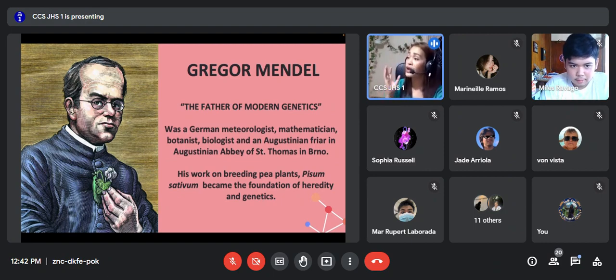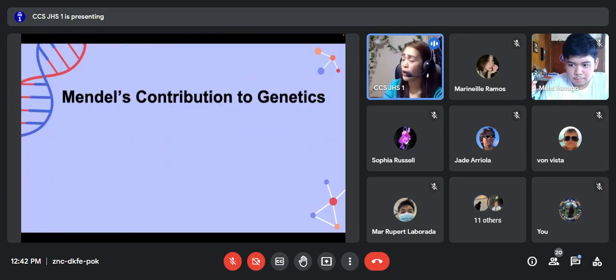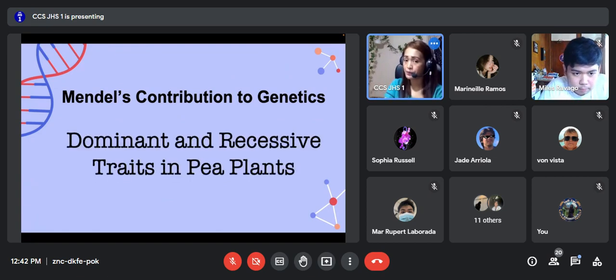However, his work was not easily or readily recognized during his time. It was actually later, after his death, that his work was revisited by other scientists, and they actually recognized his contribution to genetics and heredity. So, what are the most important contributions of Mendel to genetics?